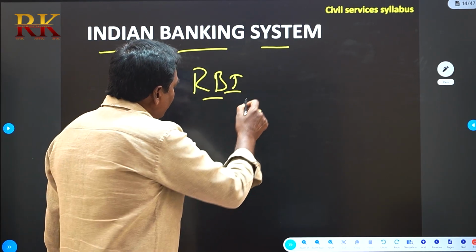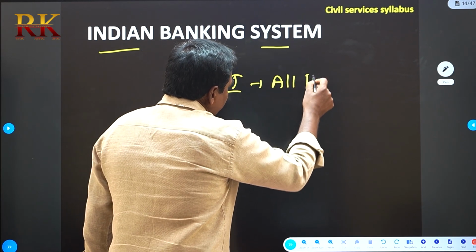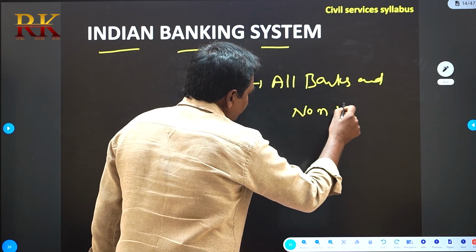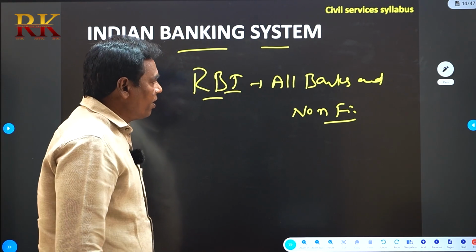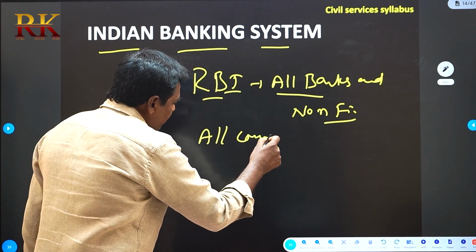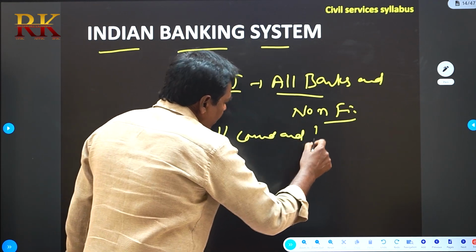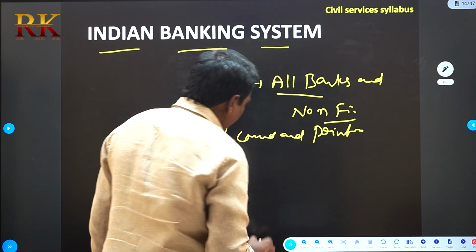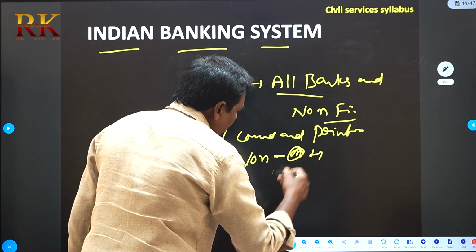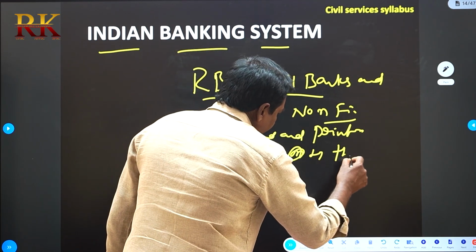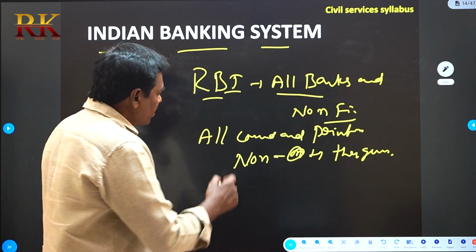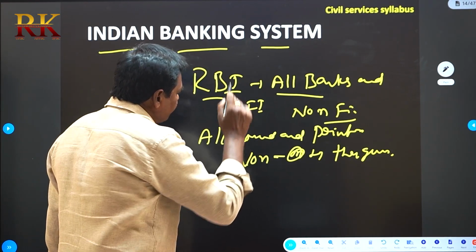The Reserve Bank of India controls all banks and non-banking financial institutions also. All banks means all commercial banks and private banks. At the same time, non-banking institutions are those giving finance to the public, but they are not banks. That is called non-banking financial institutions.